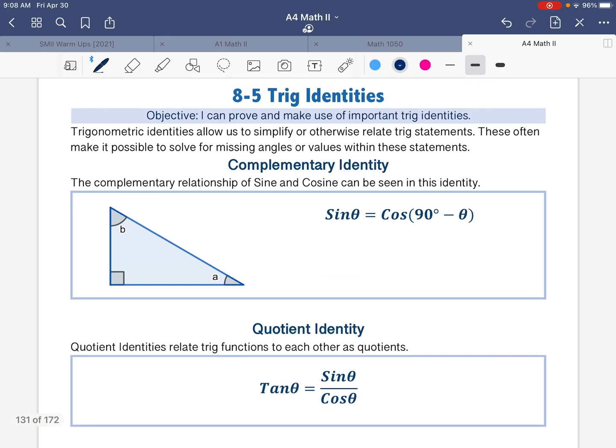So we're going to talk about a couple different identities, which just means things that are the same. And then we'll talk about how we use those to transform different sentences, basically, that involve trig functions. So the first is the complementary identity.